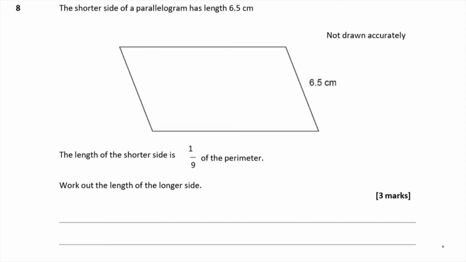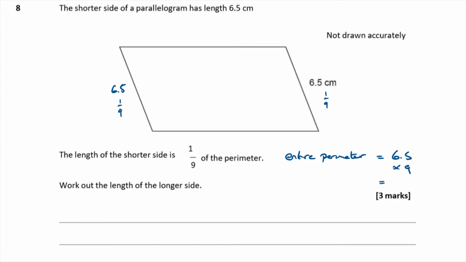Okay, so 6.5 is 1/9 of the perimeter, and now we've got another 6.5 on this side, which accounts for another 1/9. Now if 6.5 is 1/9 of the perimeter, then the entire perimeter is going to be 9 lots of that, isn't it? If I take 1/9 and times it by 9, I'll get 9/9, or the whole perimeter. So if I multiply 6.5 times 9, what's that then?